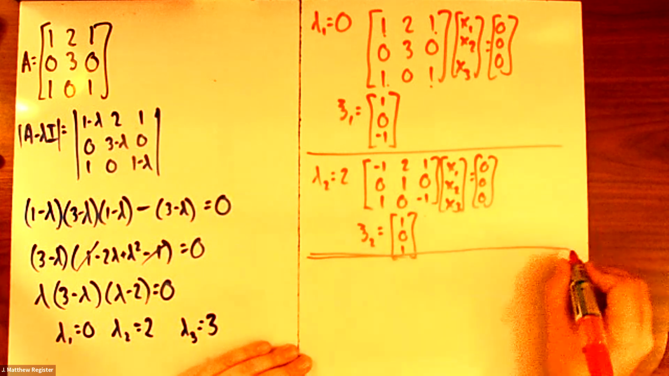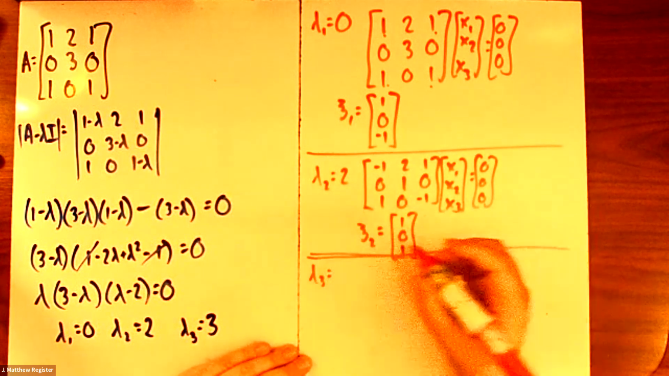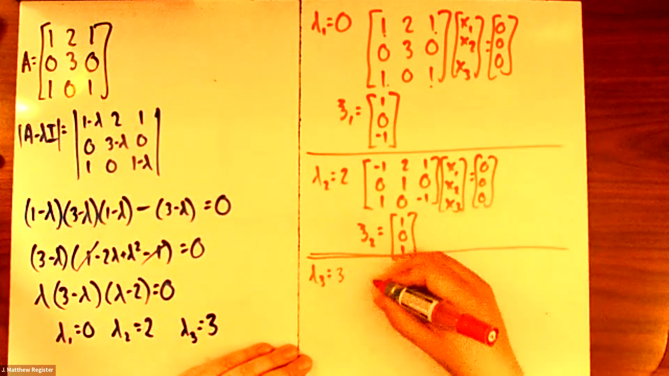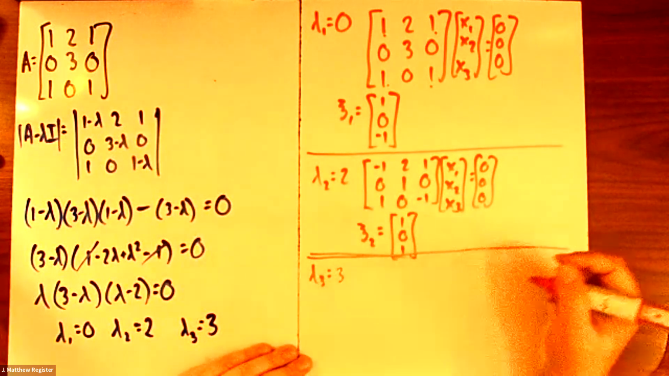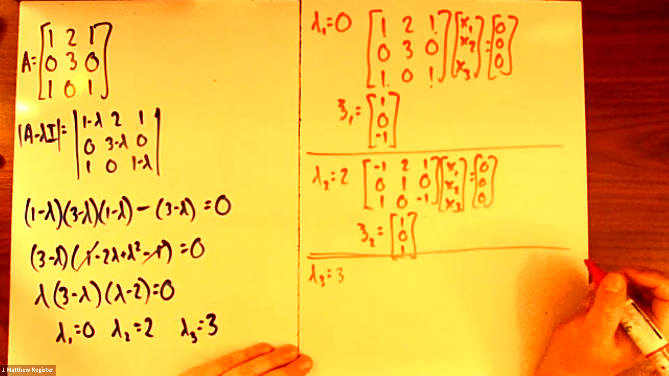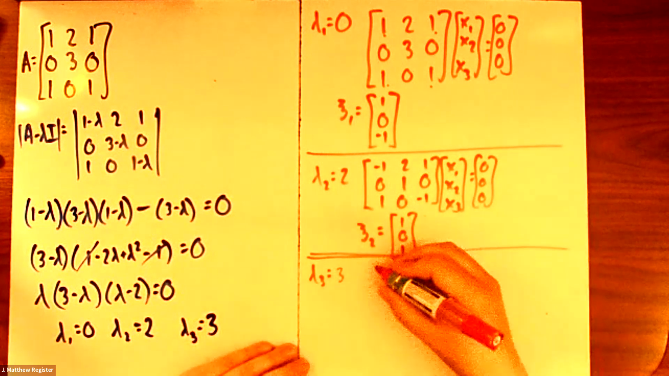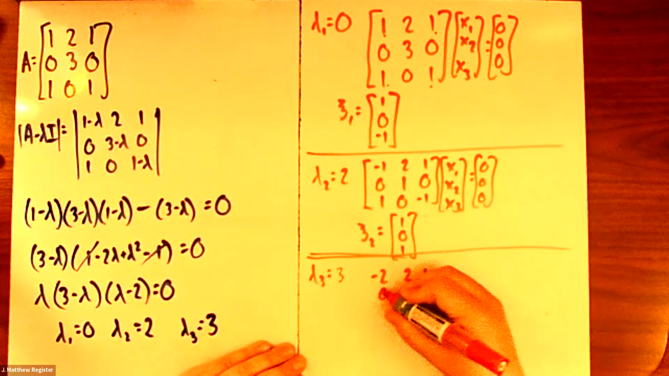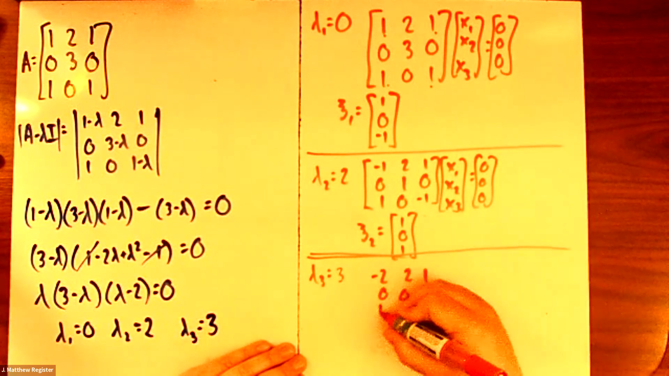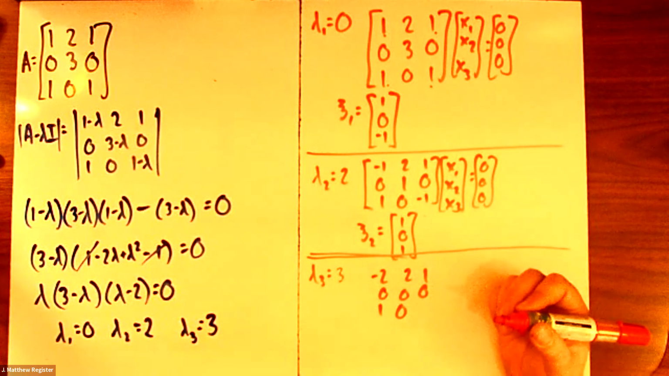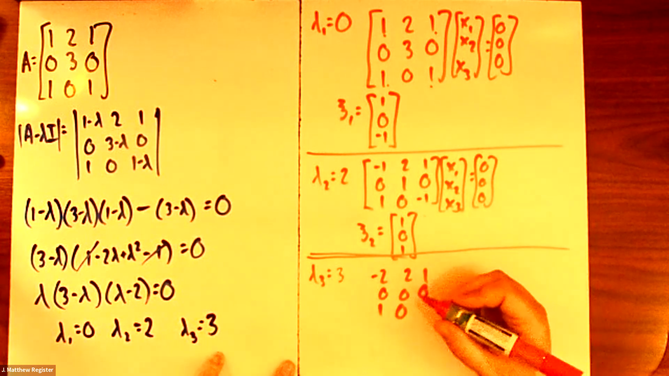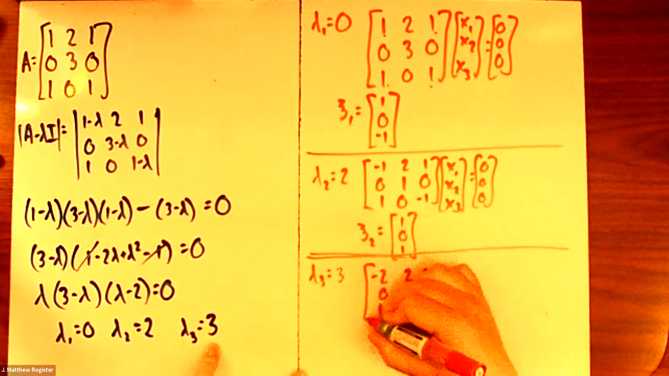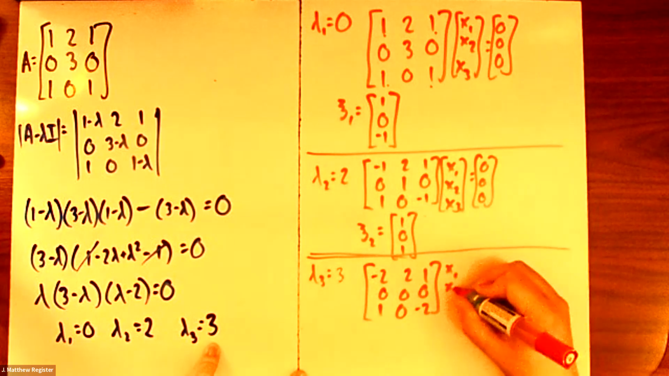For our third one, lambda 3 equals 3. Let's see. So we are going to have a 1 minus 3. Let me verify that. Yes. And so 1 minus 3 is -2. Then we're going to have 2, 1, 0, 0, 0. That's convenient. And 1, 0, and 1 minus 3 is going to be -2. Times x1, x2, x3.